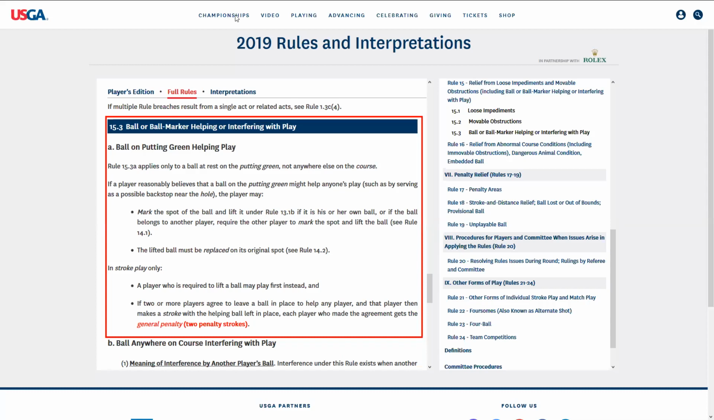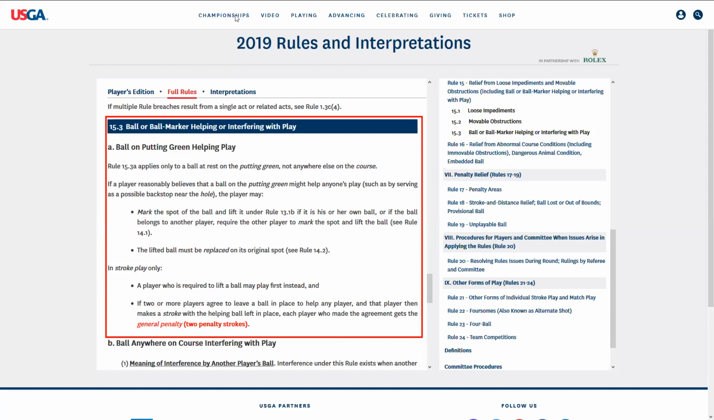There is a rules interpretation under this section. And since it's under the section, you know it's going to be 15.3a, and it's the first interpretation. It says, breach of rule for leaving helping ball in place does not require knowledge. So if 2 players, A and B, are in stroke play, and B leaves his ball there, and A says to him, hey, Charlie, just leave that ball there, will you? And then B says, yeah, okay, I got it. They're both going to get a 2-stroke penalty.